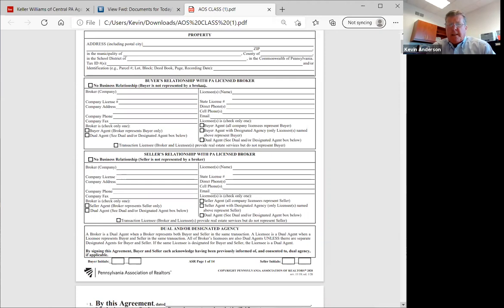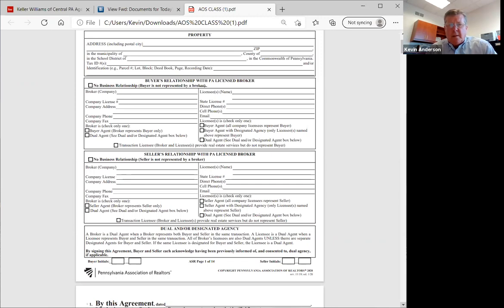Dual and or designated agency. Okay, so this is kind of important, and I know that we don't encourage dual agency, but sometimes it's happened. I've done it when I had a development where we were the home builder and buyers would come in. There were a fair amount of times I ended up on both sides and became a dual agent. And with full disclosure, it's still allowed in the state of Pennsylvania. You can do it. We don't encourage it if we can avoid it.